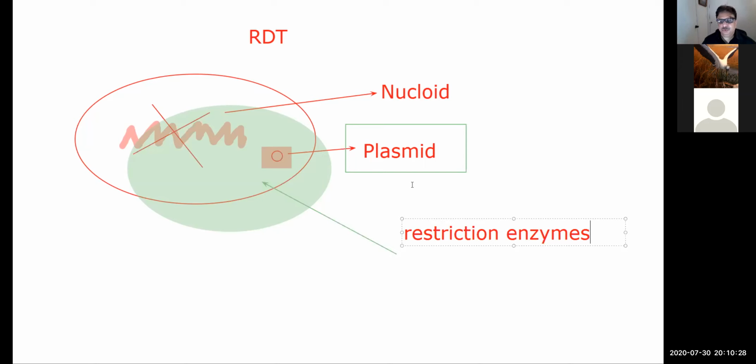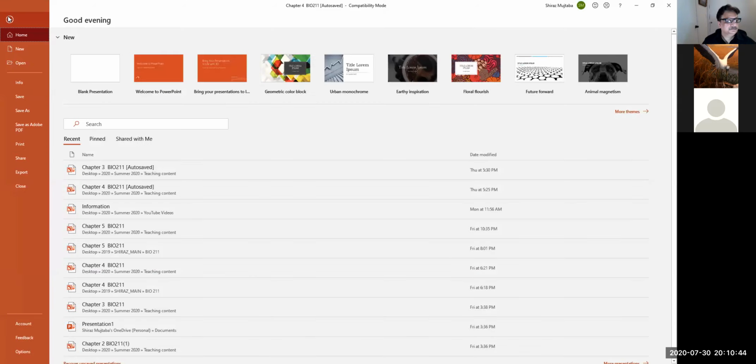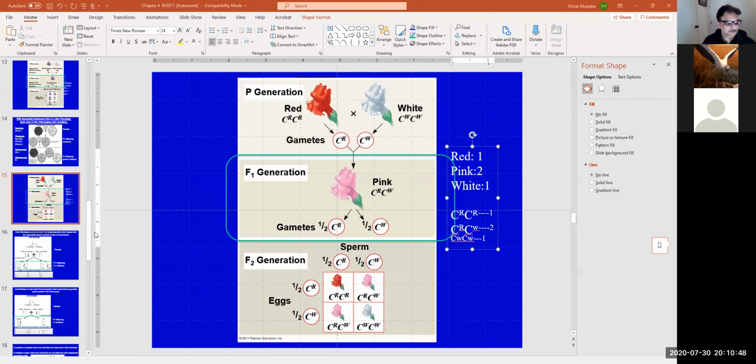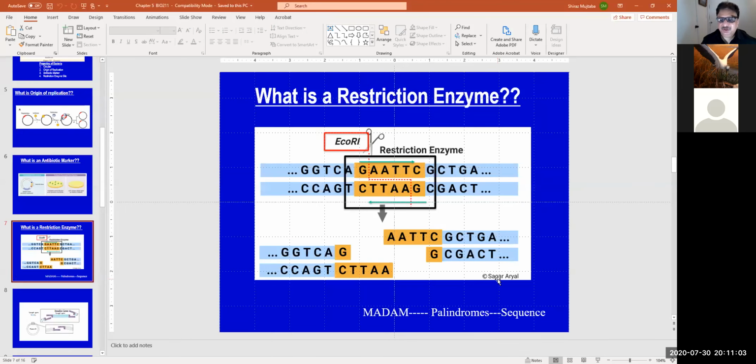Now the question comes: how will you take the human insulin gene and put it into the plasmid? Let's go back to the slides. Bacteria has enzymes that can cut DNA. These enzymes are called restriction enzymes. Restriction enzymes are enzymes that can cut DNA, but the important thing is that they cut at a very specific place.